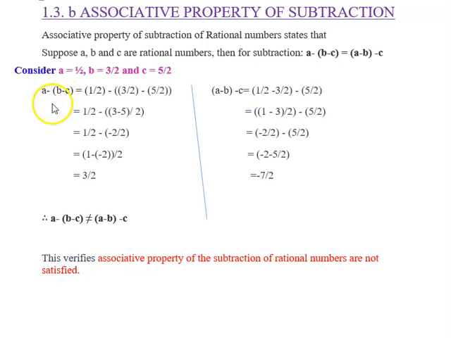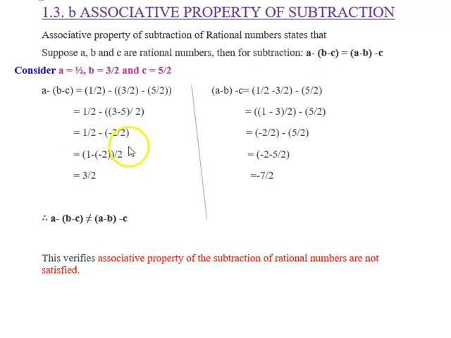First we will check for A minus (B minus C). So A, that is 1 by 2, minus (B, which is 3 by 2, minus C, which is 5 by 2). First we will do B minus C. Since the denominator is the same, we are taking the denominator 2 out. We are subtracting the numerators, that is 3 minus 5. So 3 minus 5 is minus 2 and the denominator is 2. Now we are subtracting this from A. A is 1 by 2. So 1 by 2 minus minus 2 by 2.